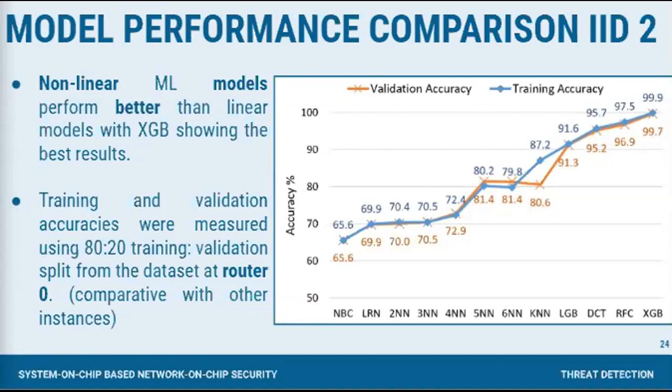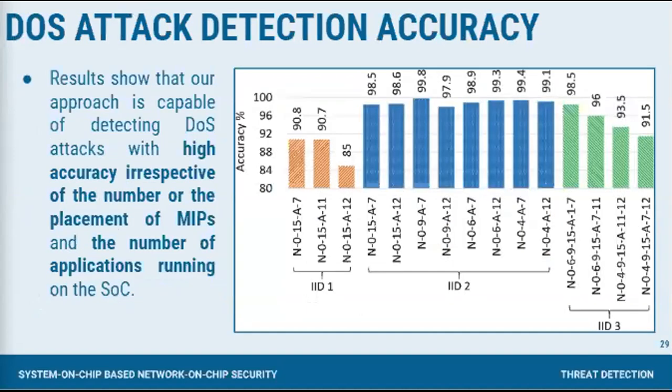XGBoost classifier has the best accuracy, which is 99.9. And before, the accuracy, attack detection has to be done on several sets of examples.